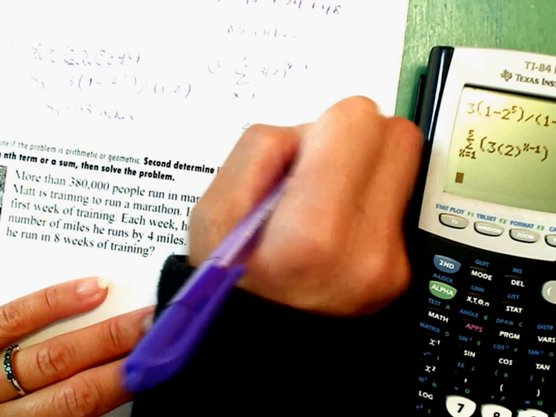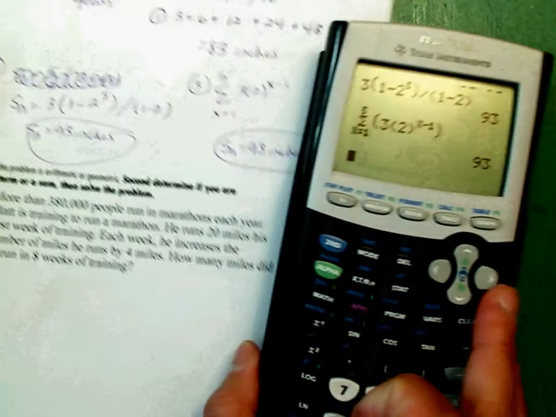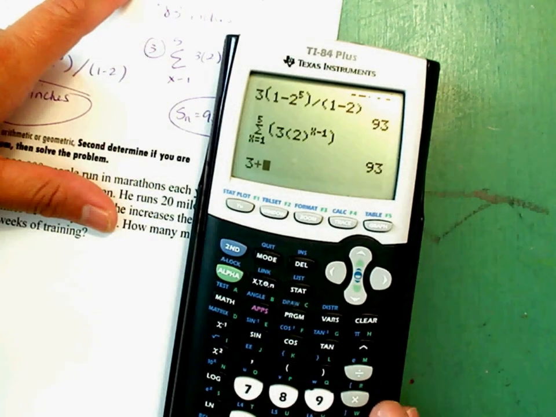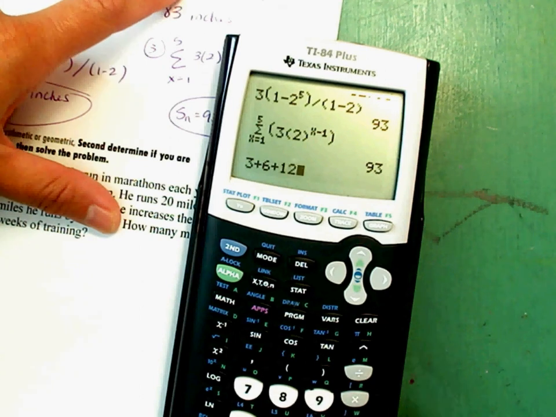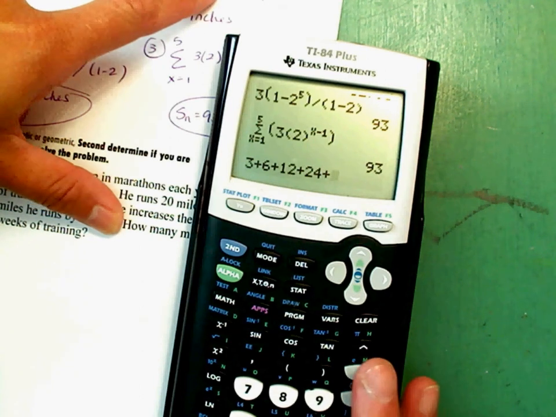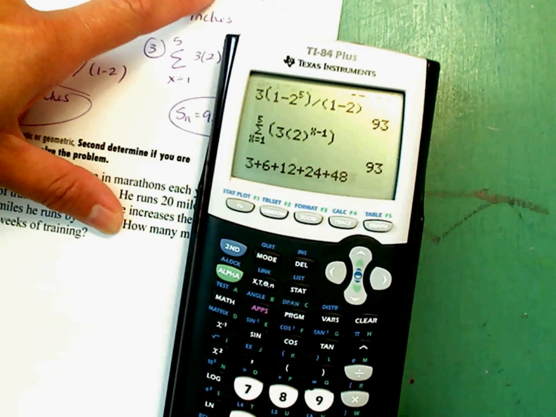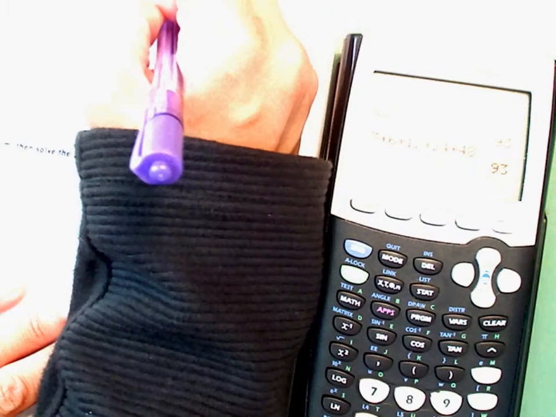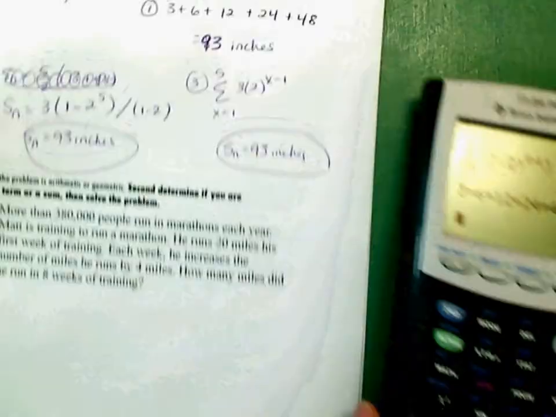Okay, let's check this one real quick. Maybe I messed up. 3 plus 6 plus 12 plus 24 plus 48. Oh, I added wrong. Wish you guys had told me. Okay, sorry. I added wrong.